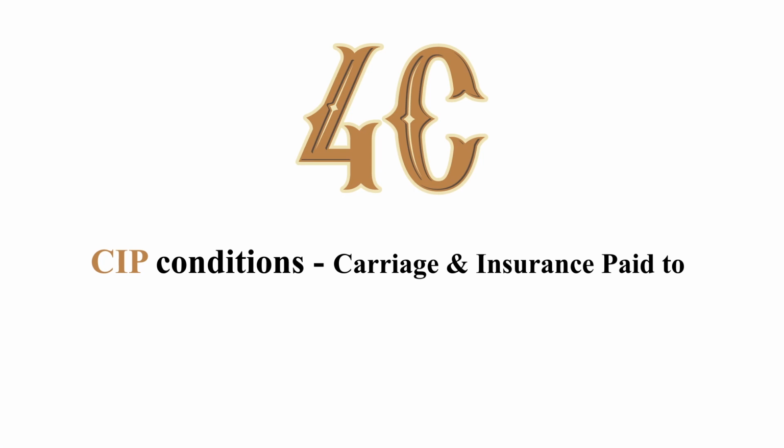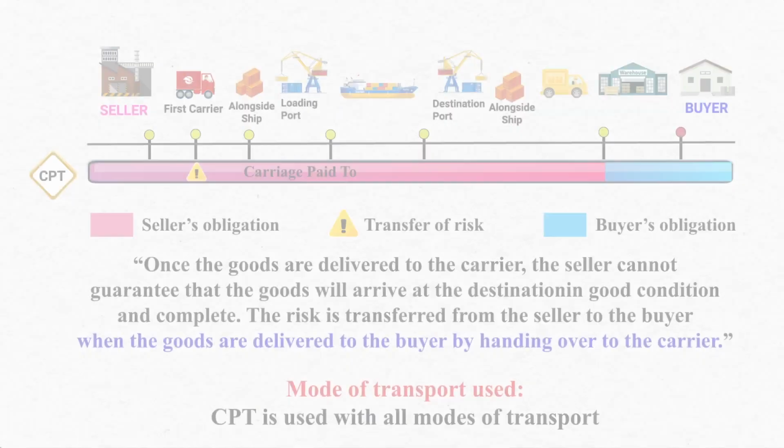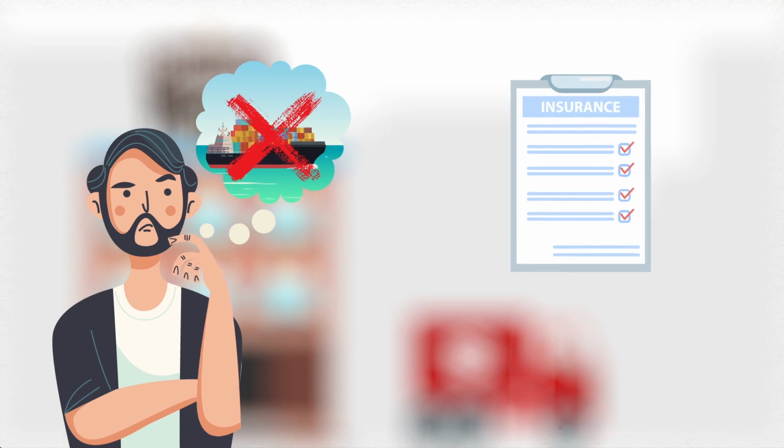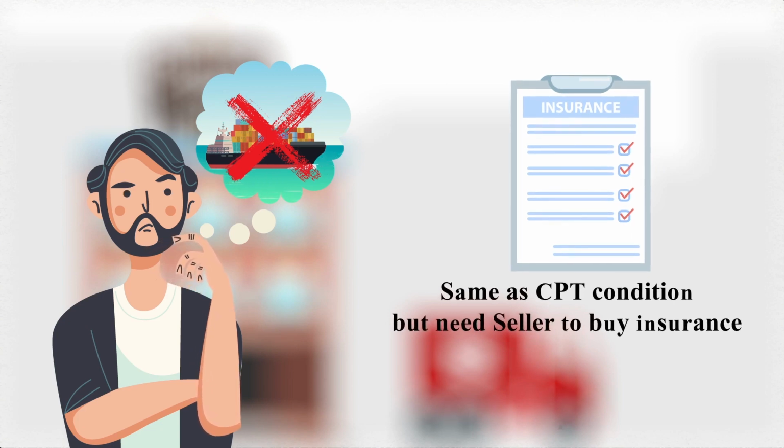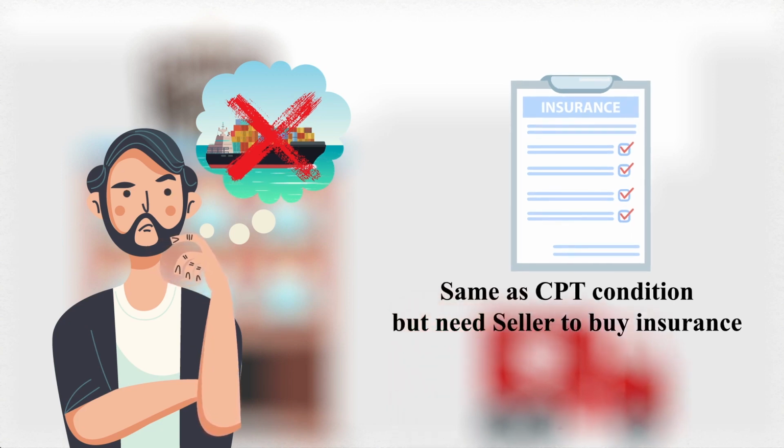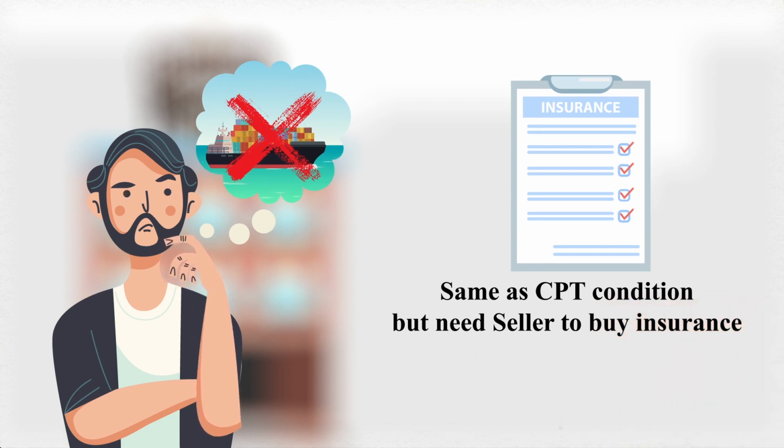Finally, CIP conditions, or carriage and insurance paid to, use case. If the buyer wants to receive the goods as CPT, but also needs the seller to buy insurance for the shipment, then sign a contract with CIP. The seller buys insurance and bears the cost of insurance, but the buyer bears the risk of loss or damage of the shipment during transportation.